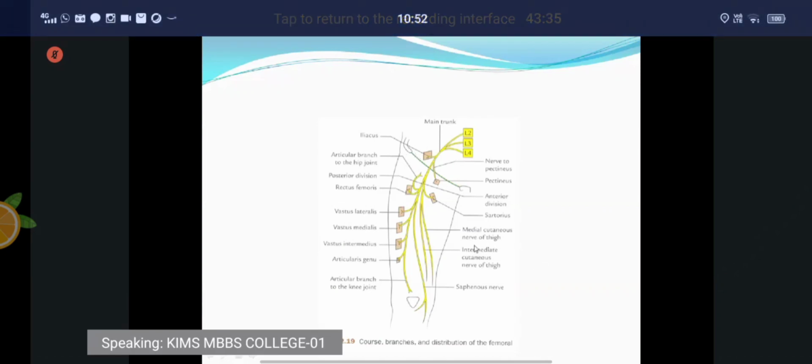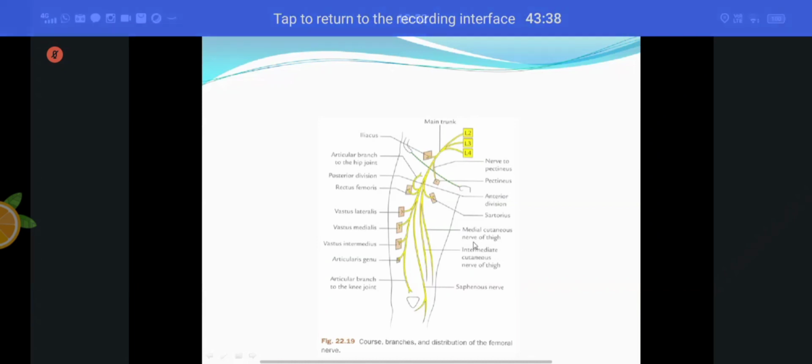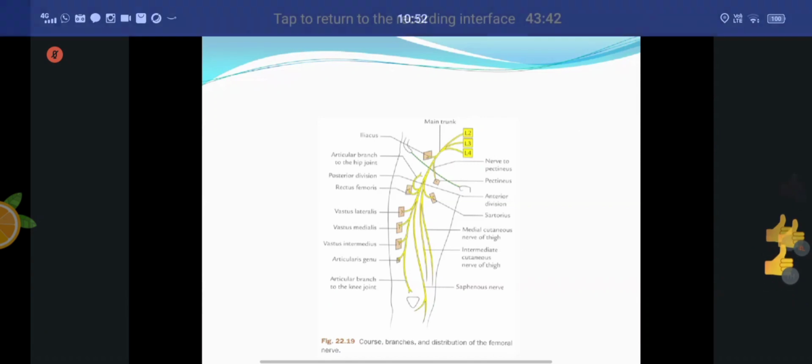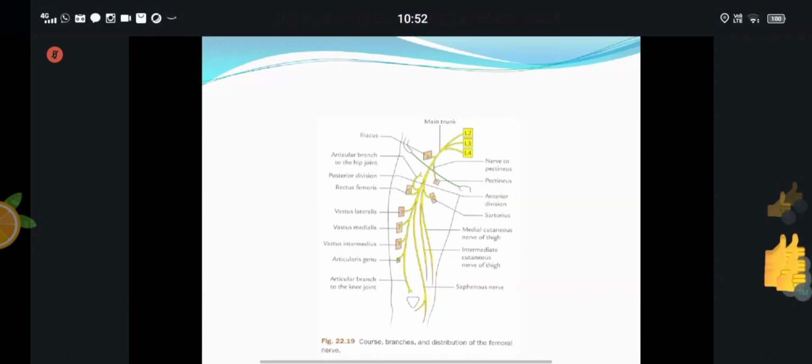So this is all about the femoral nerve. I hope you have understood the class. Have you understood the class? Right? So this is all about today's class.